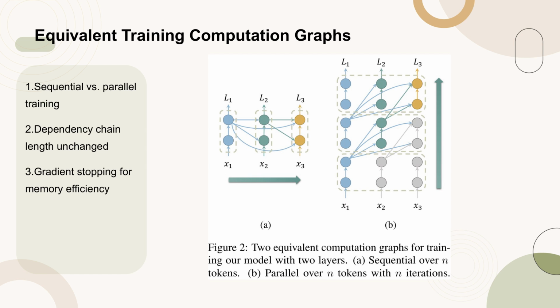Figure 2 illustrates two equivalent computation graphs for training a model with two layers. Part A shows a sequential training process over n tokens, while Part B demonstrates a parallel training process over n tokens with n iterations. Both methods maintain the same length of the longest dependency chain, ensuring computational equivalence. The parallel approach, however, introduces vertical dependencies instead of horizontal ones, enabling parallel processing. Additionally, gradient stopping techniques are employed to manage memory usage effectively.